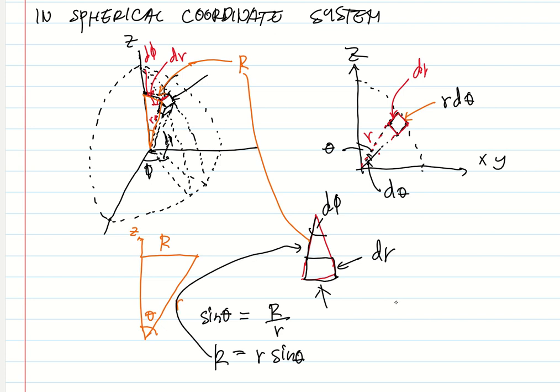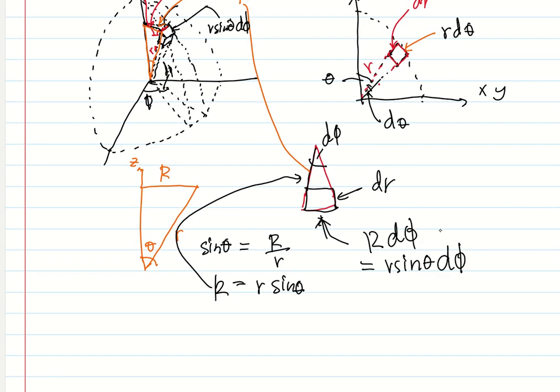If you know that radius already, which is r sine theta, and we know the angle d phi, then we can now solve for this side. This side is just the product of the radius and the angle, so R d phi. But R is r sine theta, so this is just r sine theta d phi. Collect all the sides now, and we can determine the volume.